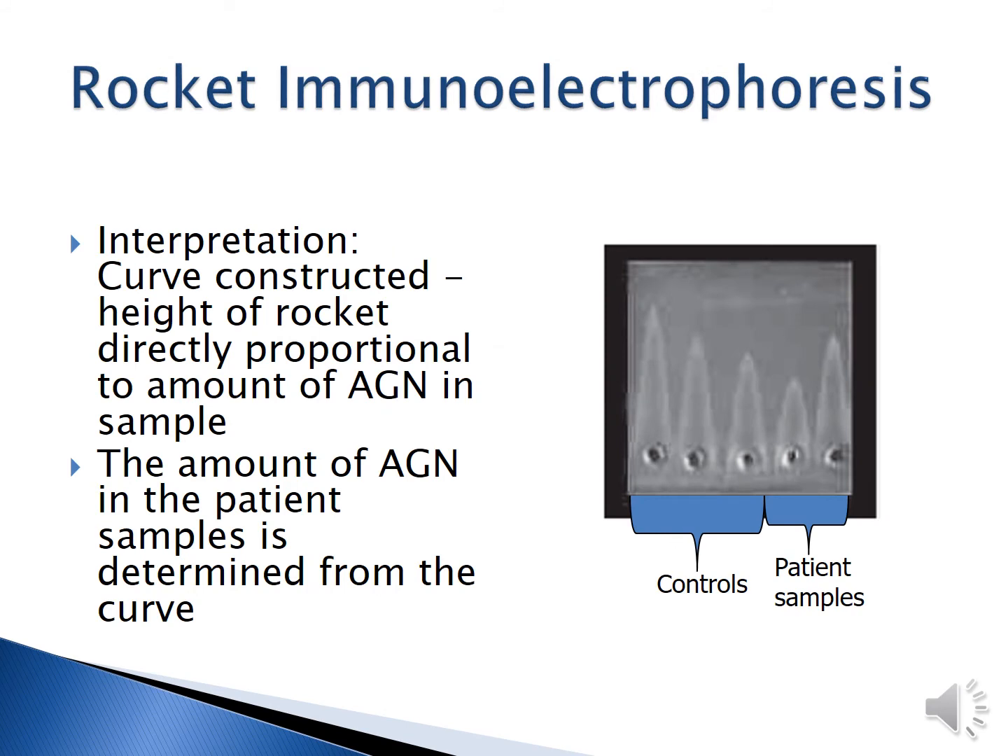The height of the rocket is directly proportional to the amount of antigen in a particular sample. So in our controls we have a low, medium, and high, and in our patient samples we're going to determine the amount of antigen by comparing to our controls. And this is rocket immunoelectrophoresis.